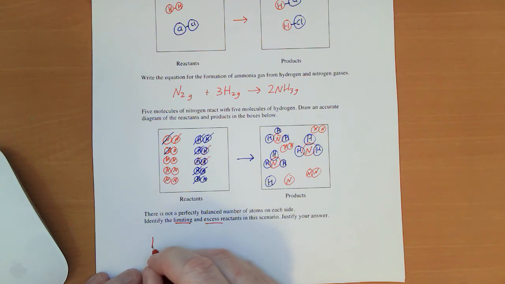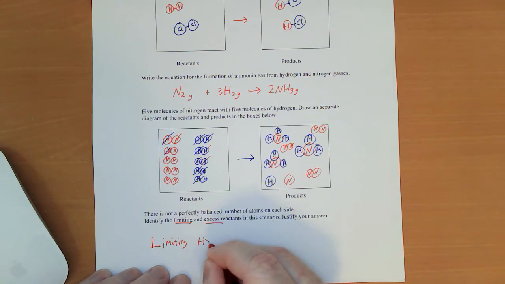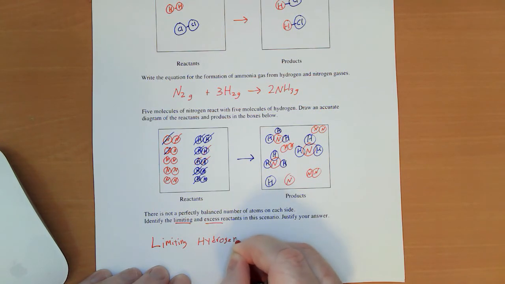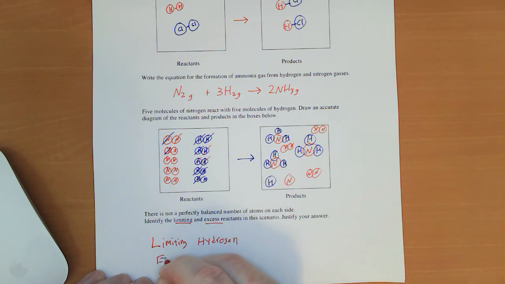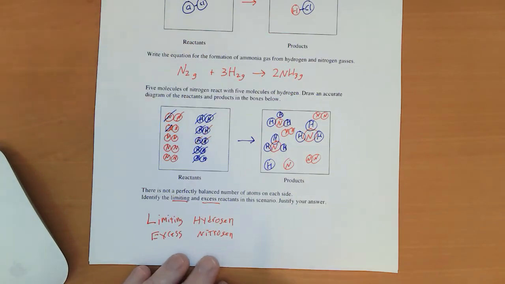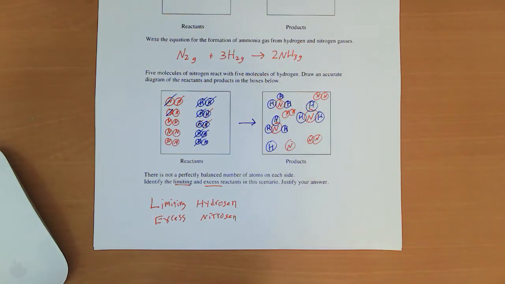Okay? My limiting was hydrogen. I ran out of hydrogen before I ran out of anything else. And my excess was nitrogen. Now you might be saying, wait a minute, you've still got a hydrogen left. I might have a hydrogen left, but I don't have enough hydrogen to make another molecule of ammonia. That means it's the limiting reactant. Okay, there you go. That's page 2.